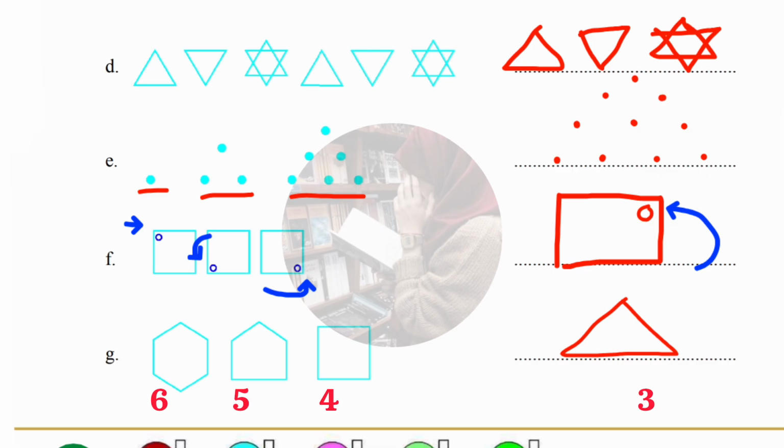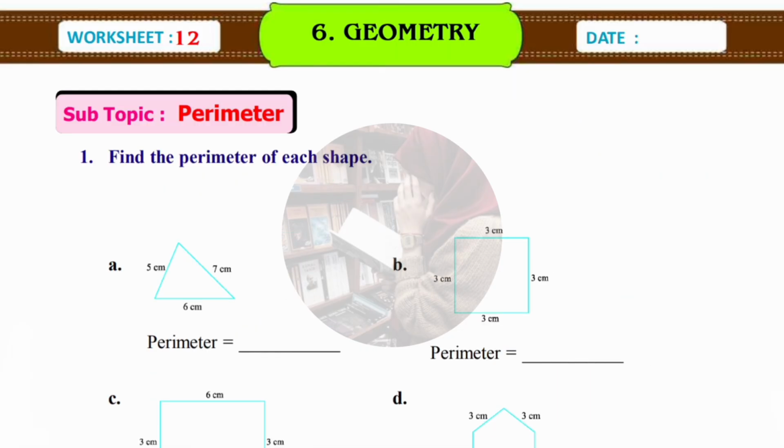Okay, now we'll move to the next worksheet, that is worksheet number 12. Here the subtopic is perimeter. Let's see the first one. Find the perimeter of each shape. Here some shapes are given and values are given for each and every side. Now we have to find the perimeter. Perimeter means we have to add all the sides.